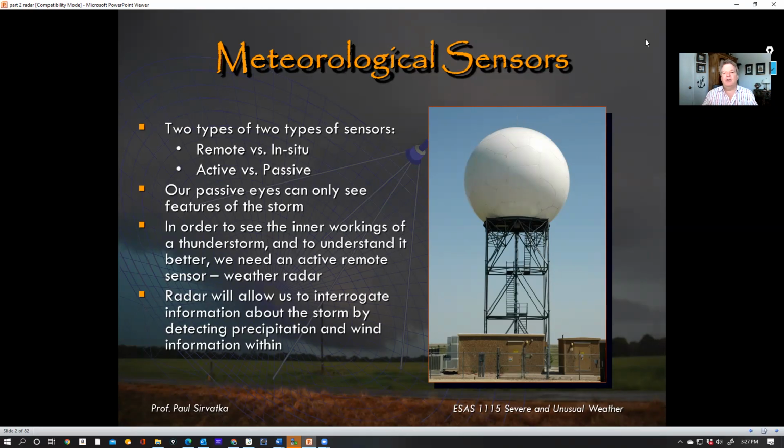Now, active means we've got to send out a signal. So think about radar. Radar is a perfect example of a remote active sensor because it sends out the pulse, and then here's the return signal. So it is definitely an active sensor looking at thunderstorms that are over there.